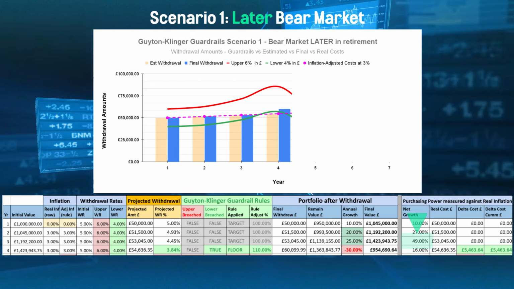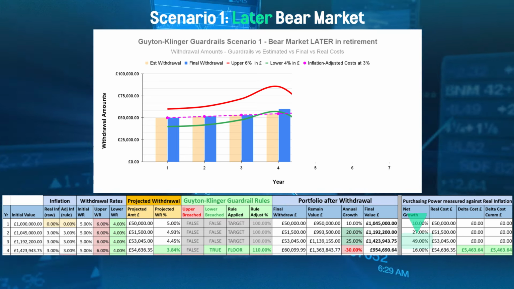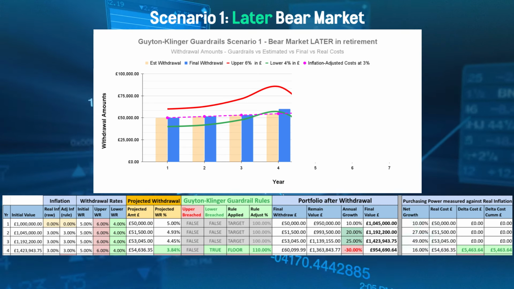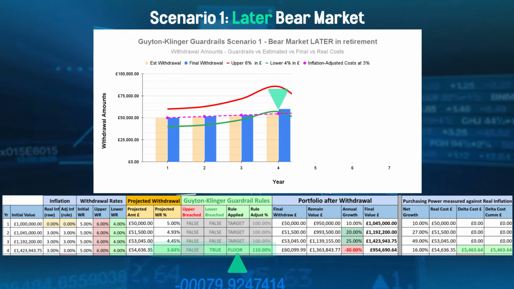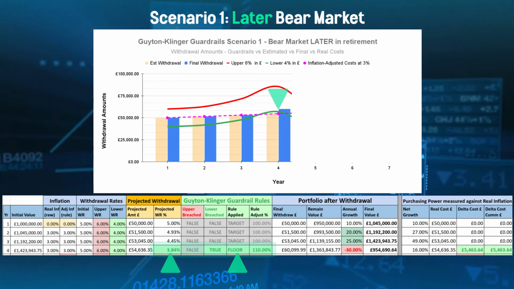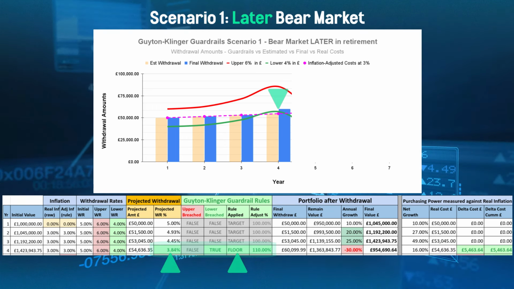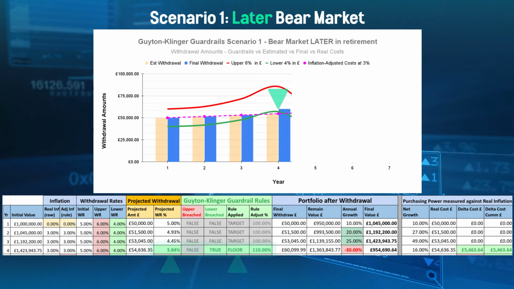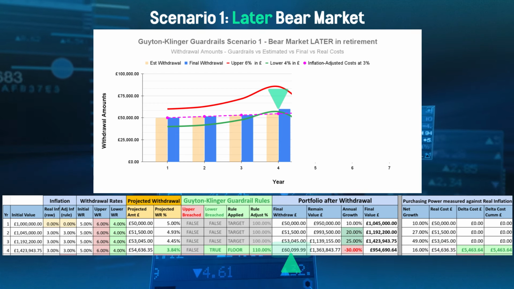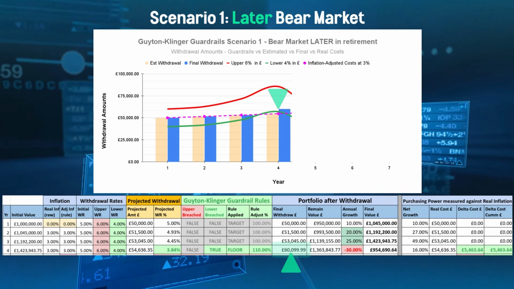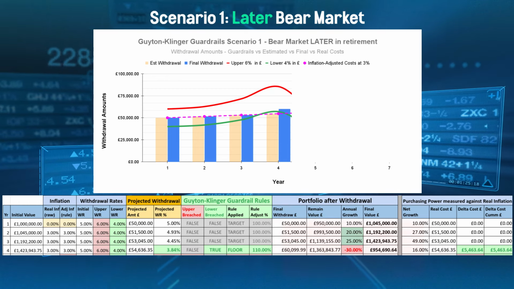One would expect the Guyton-Klinger rules to say, "You've had a good run, go ahead and reward yourself," and that's exactly what happens. The lower guardrail rule kicks in, as the projected withdrawal rate for year 4 breaches the lower threshold, due to strong market gains. So instead of withdrawing £54,600, we get a pay rise of 10% and withdraw £60,100. I'm rounding off the numbers to keep things simple, but you can see the actual amounts on screen.